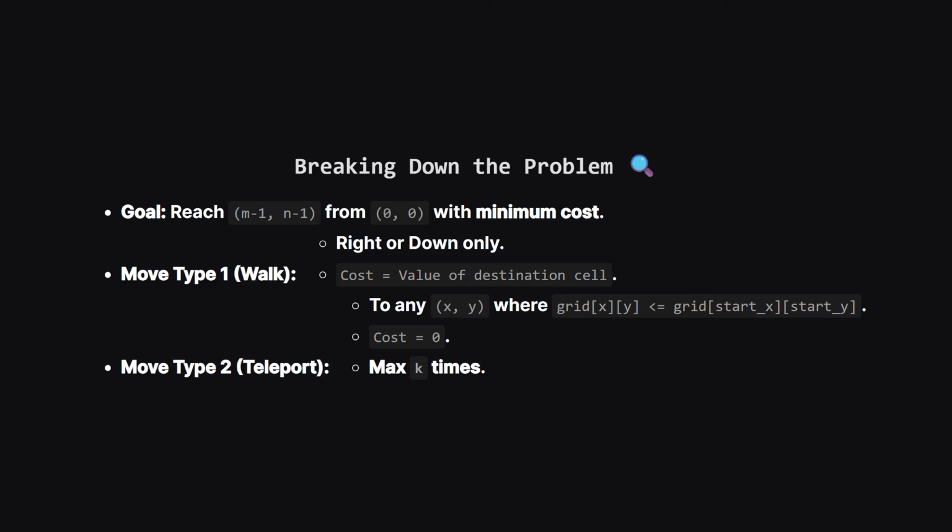Let's simplify those rules. We want to find the cheapest path. Walking costs money, specifically, the value of the grid cell you walk onto. Teleporting is free, but it has restrictions. You can't just teleport anywhere. You can only teleport to a cell that is equal or smaller in value than where you are standing. And you have a limited budget of k teleports, so the strategy will involve balancing cheap teleports with necessary walking.